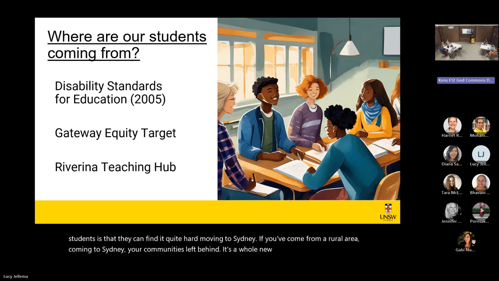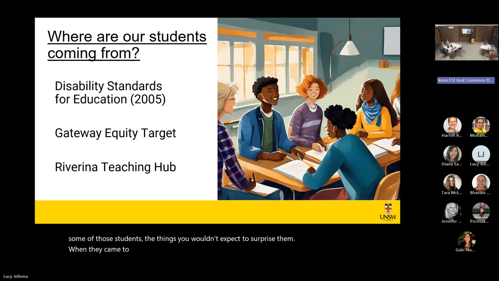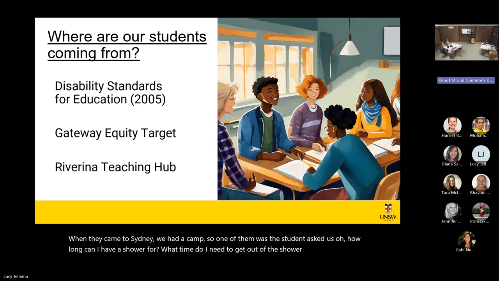I worked with a high school that was just for rural and remote students. It was all online. And it was amazing to see some of the things you wouldn't expect surprise them when they came to Sydney. We had a camp. One student asked us, oh, how long can I have a shower for? What time do I need to get out of the shower? So not, you know, shower for 10 minutes, but as long as you're available for the next activity. And their eyes popped out of their heads like, oh my God, I've never had a long hot shower.